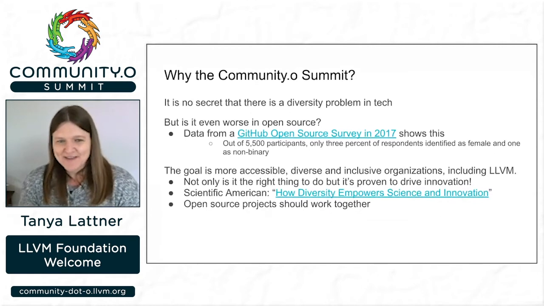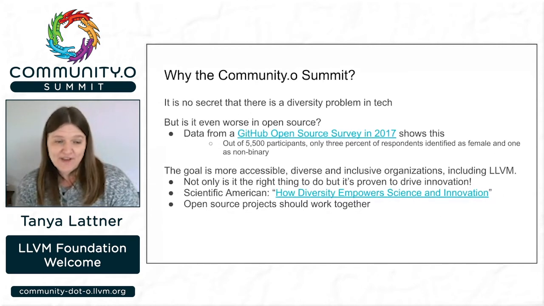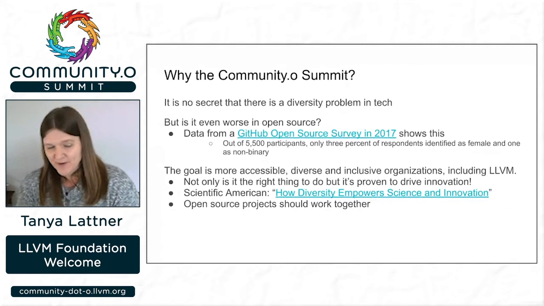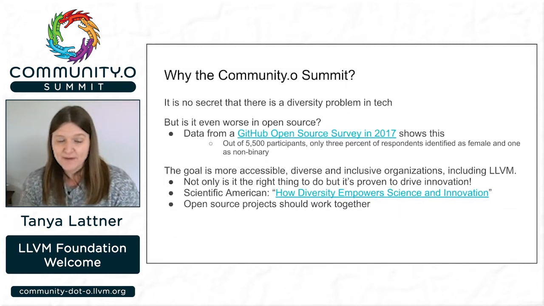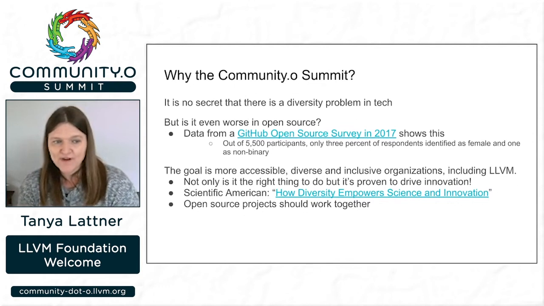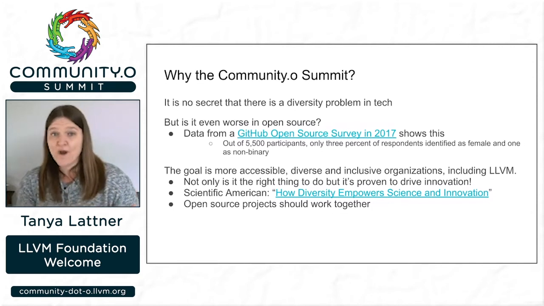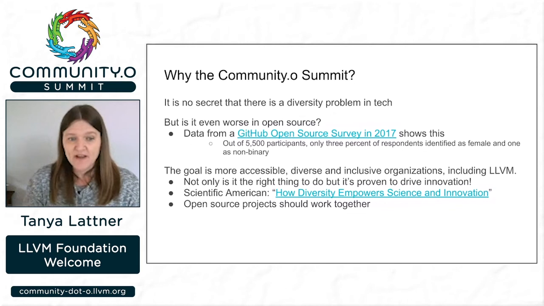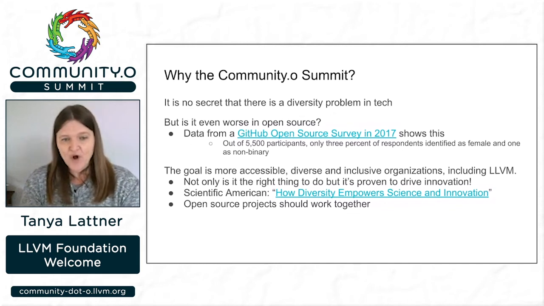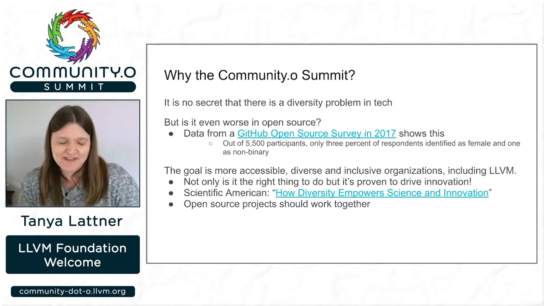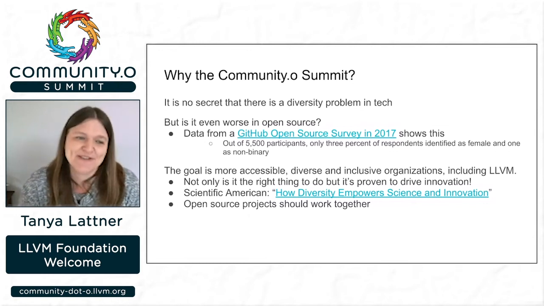There was a 2017 GitHub open source survey, and out of 5,500 participants, only 3% of the people who responded identified as female and one is non-binary. Only 3%. Compare this to many of the stats I've seen for women in computer science, which is right around 25%. So that seems to indicate that it's even worse in open source. Now, this is just one aspect of diversity. Obviously, it didn't capture all the other different things we think are important besides just women in computer science.